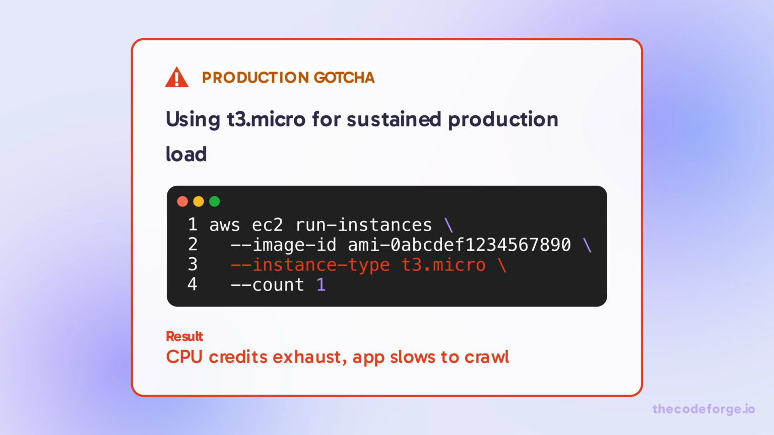T3 Micro has a baseline of only 10–20% of a vCPU. Under sustained load, CPU credits drain to zero and the instance throttles. For production, use at least M6 large. The T-Series is only for sporadic workloads like dev/test.